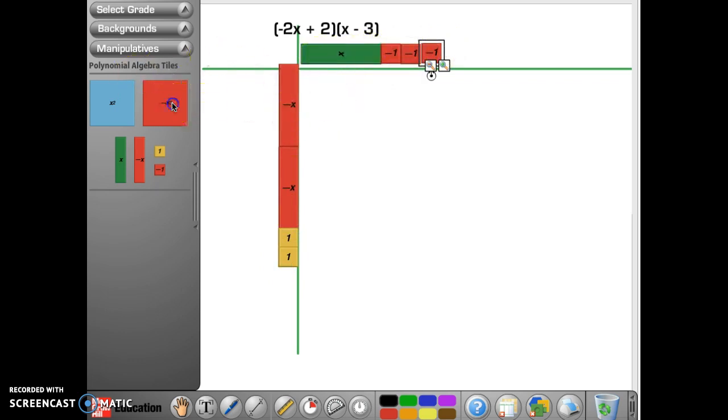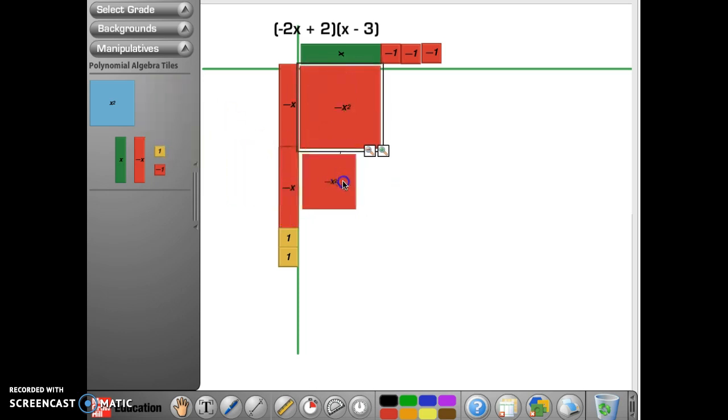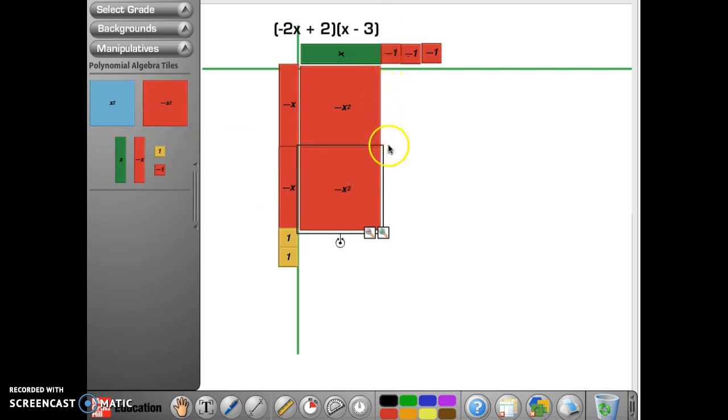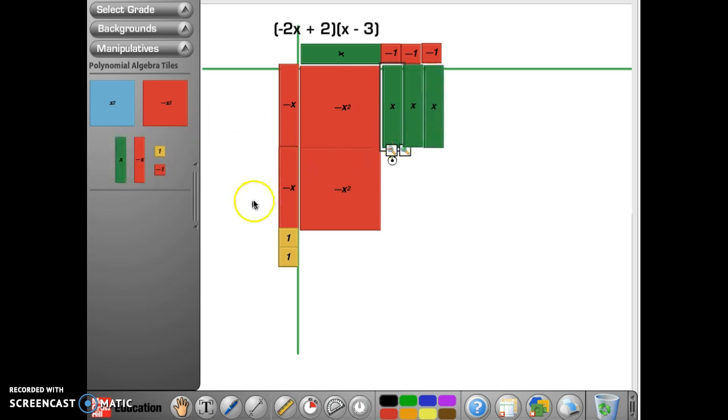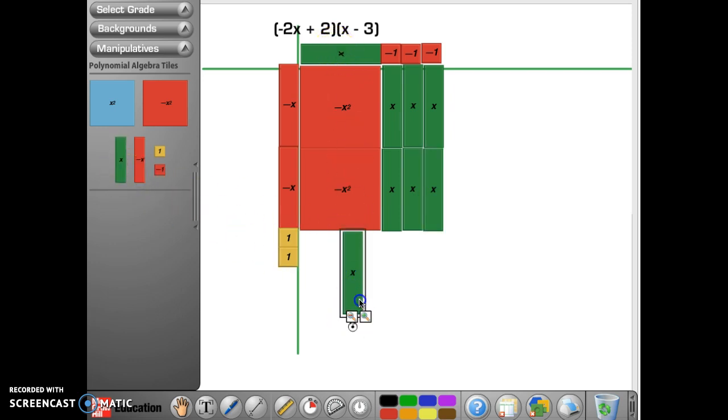I have negative x times x. I know that that area is going to have to be negative x squared. Similarly, I have negative x times x. I'm going to need another one of those. Okay. I can have negative x times negative 1, which would provide me with our 3 x's. And I would have another 3 down here. So notice I'm still building that rectangle. Now I have x times positive 1, so I have more positive x values.